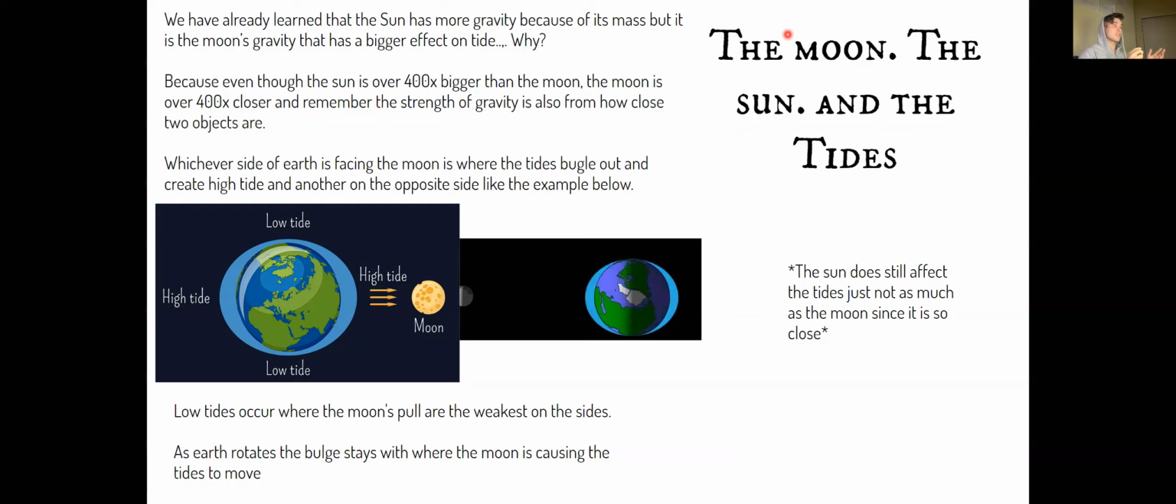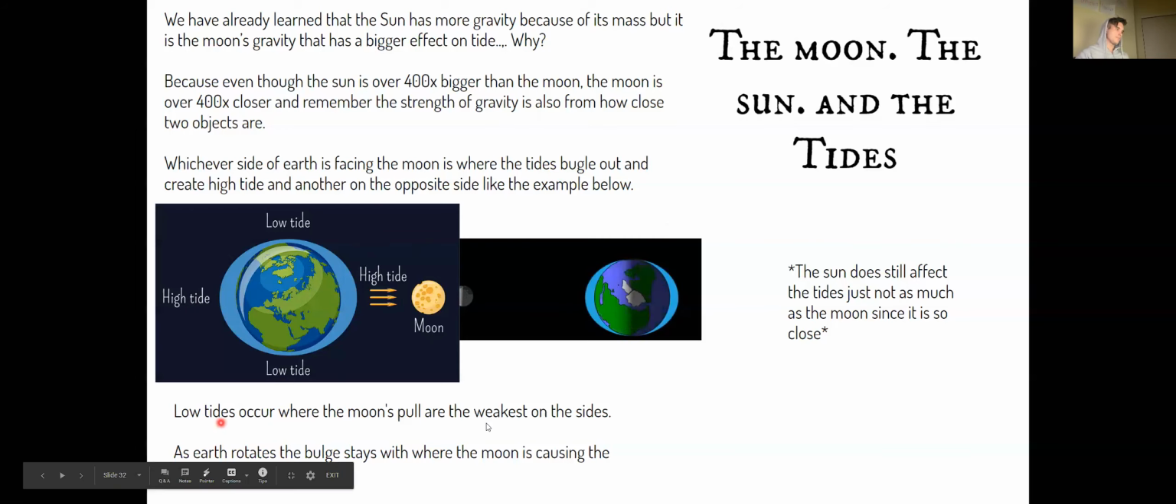So whichever side is facing the moon is where the tide bulges out and creates the high tide. And then also on the opposite side of the side that's facing the moon, just like the picture down here. Moon's here, high tides are on the close side and opposite side, low tides are where it's not being pulled. And then as the moon goes around and the earth rotates, it moves, all right? Just like in the picture here. The earth rotates and then the moon still holds the high tide and it moves around.